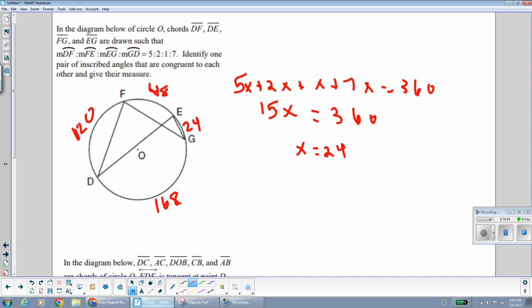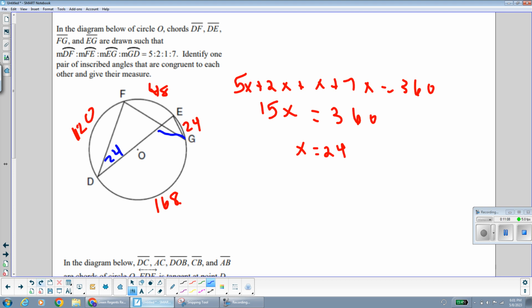It says identify 2 inscribed angles that are congruent to each other and give their measure. So angle D is an inscribed angle. And notice how it opens up to arc FE. So the measurement of angle D, since it's an inscribed angle, would be half of its intercepted arc. So if its intercepted arc is 48, angle D would be 24.